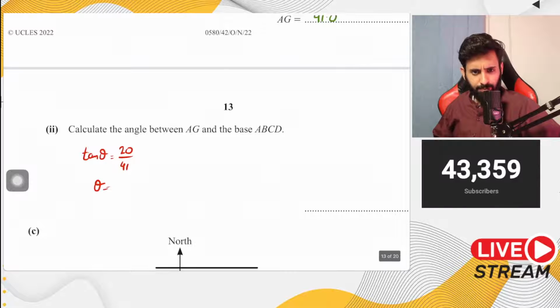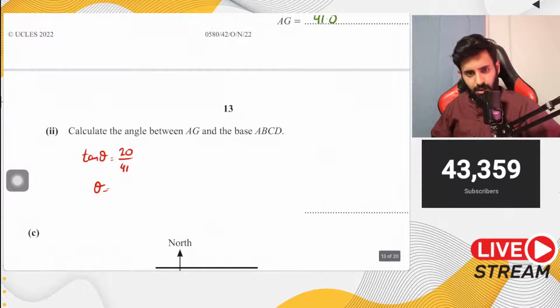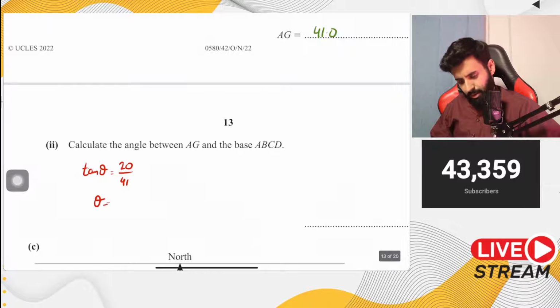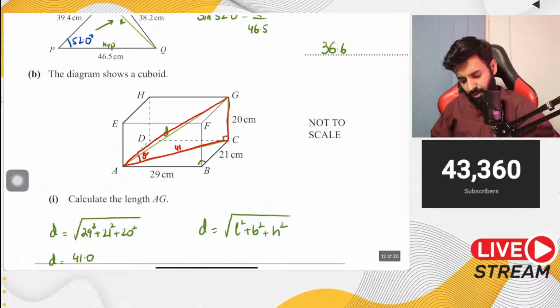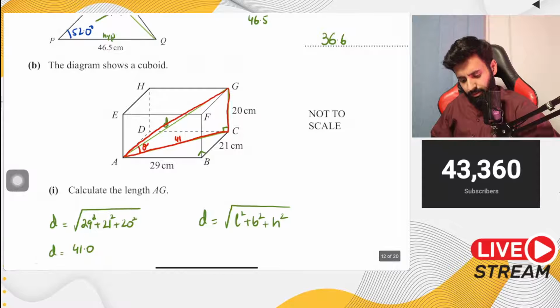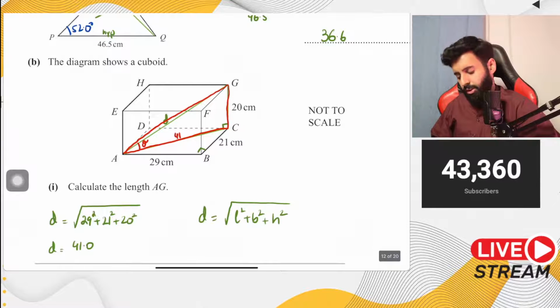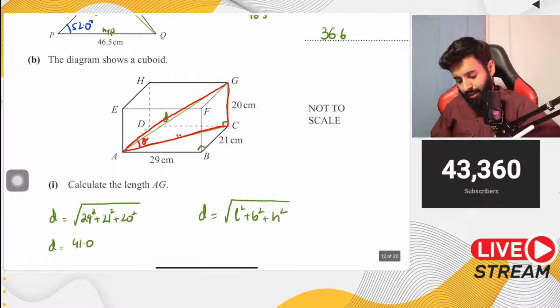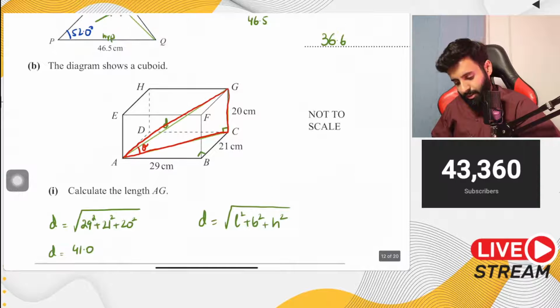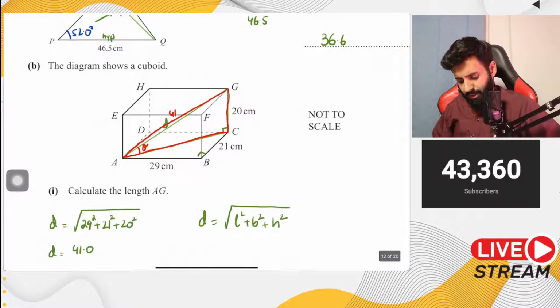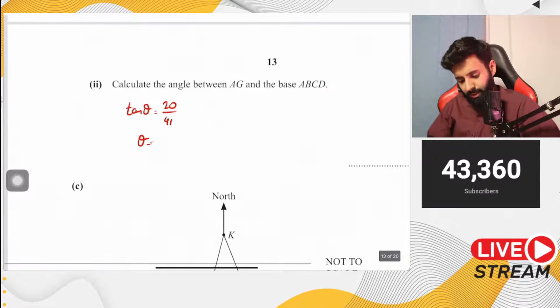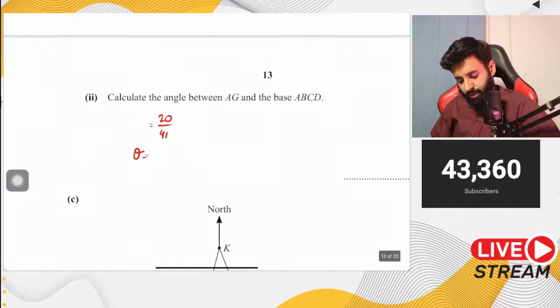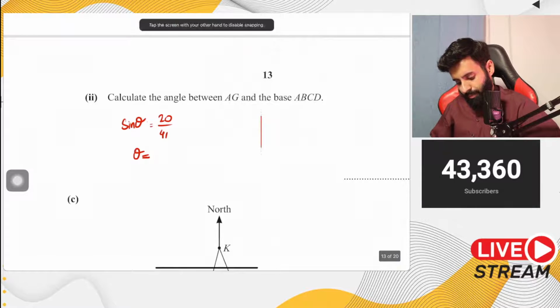Oh no, wait a minute. It says AG and the base ABCD. Sorry, that's not right. That's the hypotenuse. 41 is the hypotenuse. So let's use something else. Since we haven't worked out AC, let's use sine. So let's not use tan, let's use sine. So sine theta equals 20 upon 41. Yep, that's more like it. Basically here's what we're doing in case you're wondering. I'll draw it separately over here.